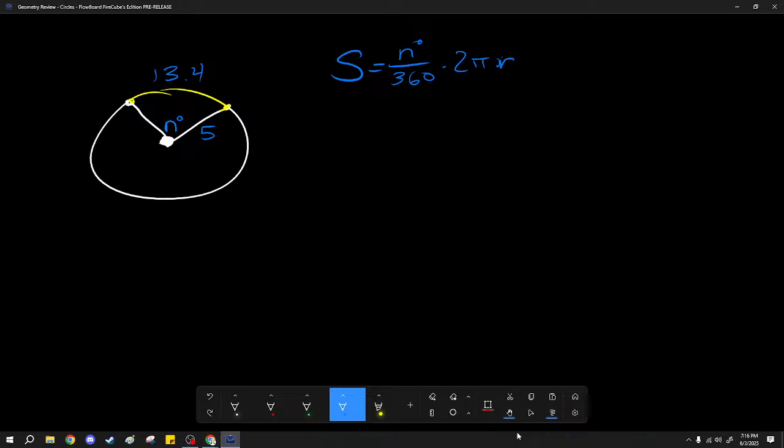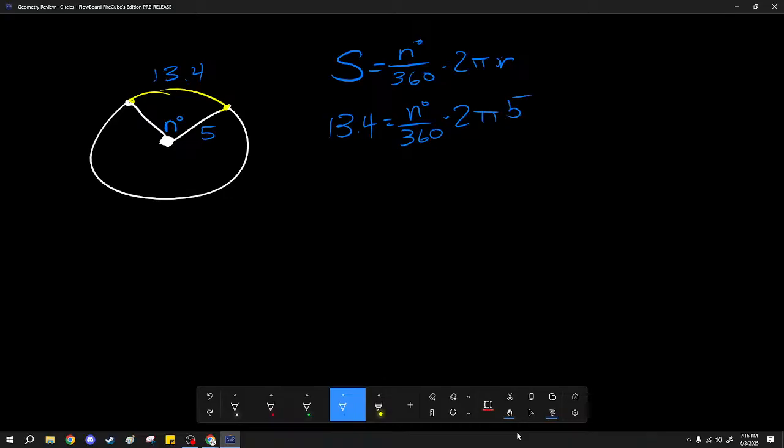The only difference is we're not going to plug in the arc measure and the radius. We're going to plug in the arc length and the radius. Arc length this time is given to us as 13.4. We don't know n, so we leave it up top. You don't need to put the degree next to n. I'm just doing it there so you understand that it's an angle. Times 2 times pi times our radius, 5.